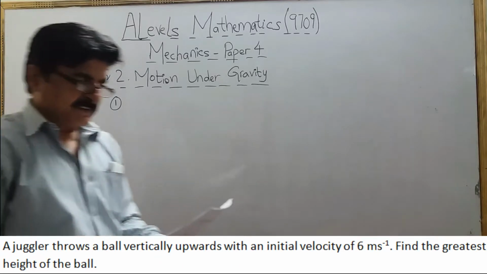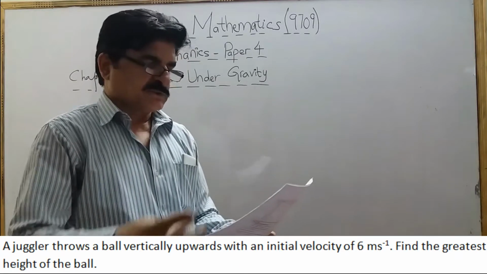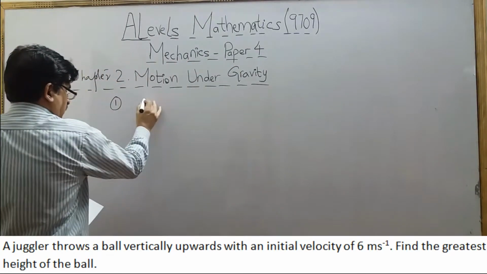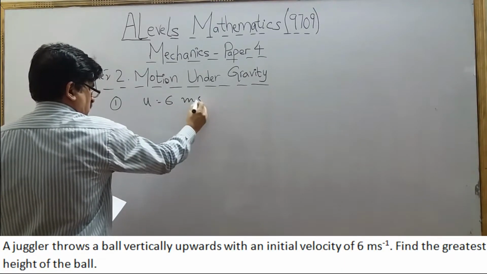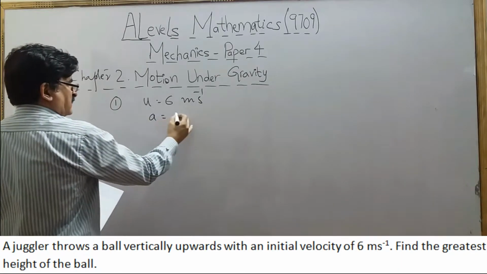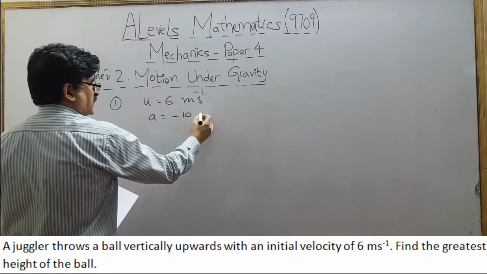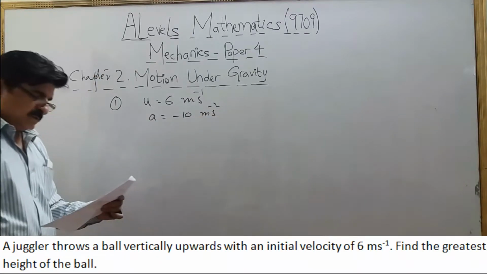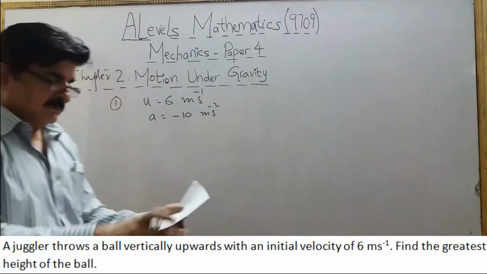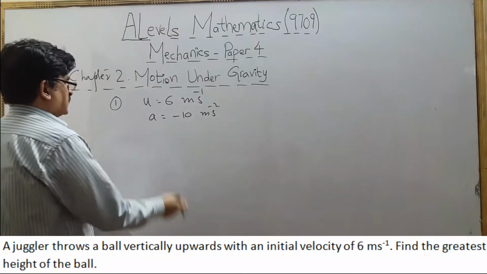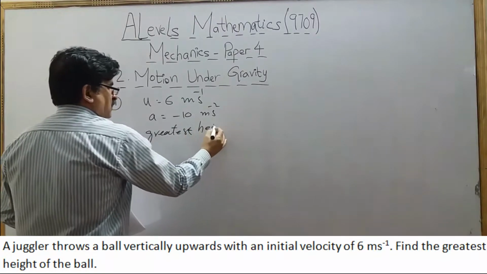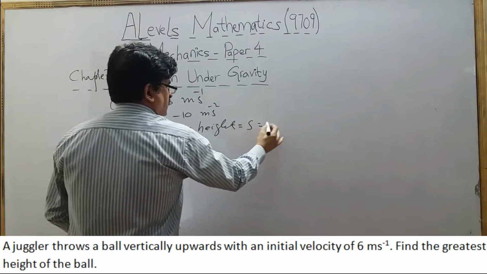Example number 1, please read it. A juggler throws a ball vertically upwards with an initial velocity of 6. So we have u equal to 6. Initial velocity is given. Now you have to remember that for upward motion, you will take acceleration to be minus 10. It's not mentioned in the question. You have to remember. Find the greatest height. So greatest height means s. We have to find it.